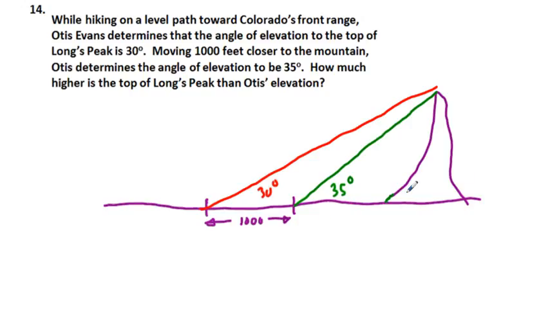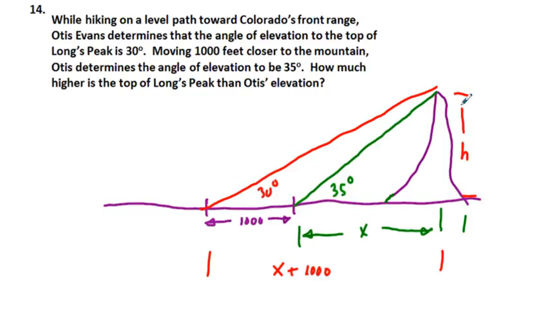And so it really ends up being a system of equations. You can call this distance here x, well, I'll go right here, x, right underneath the peak, and this other one you can call x plus 1,000. So anyway, you end up having two triangles, and it ends up being a system of equations. Well, good luck with that one. Let's go on to 15.